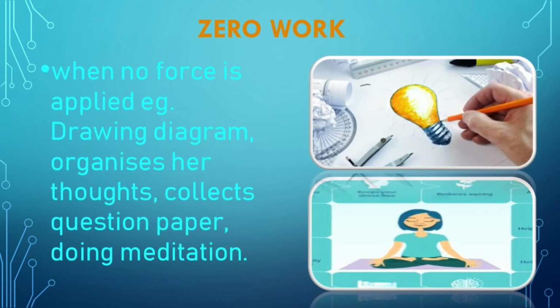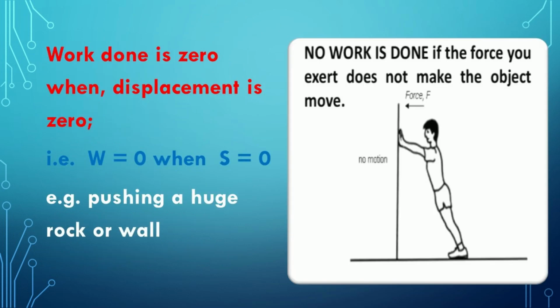The third type of work, children, is zero work. When no force is applied, for example, you are drawing a diagram, you are organizing your thoughts, you are collecting question papers, or you are doing meditation, then you are not doing any work. Work done is zero when displacement is zero. That is, if you are pushing a huge rock or a wall, then in that case, no work is done if the force you are exerting does not make the object move.